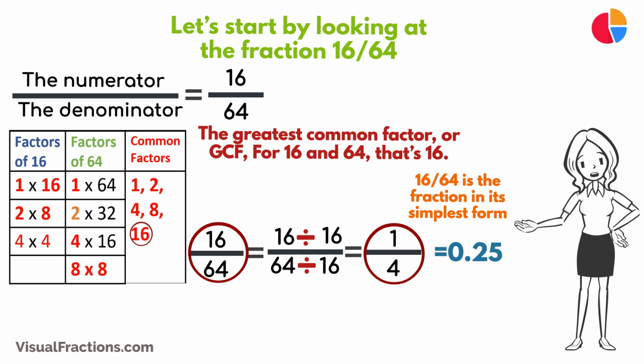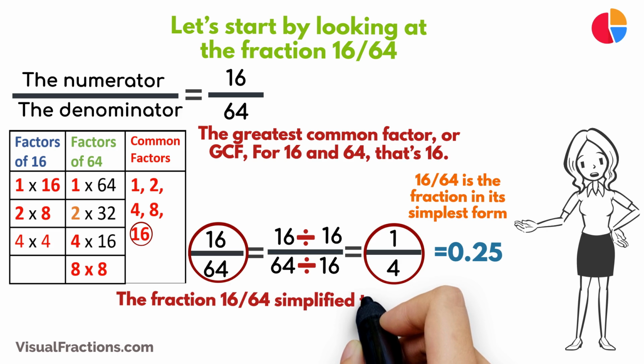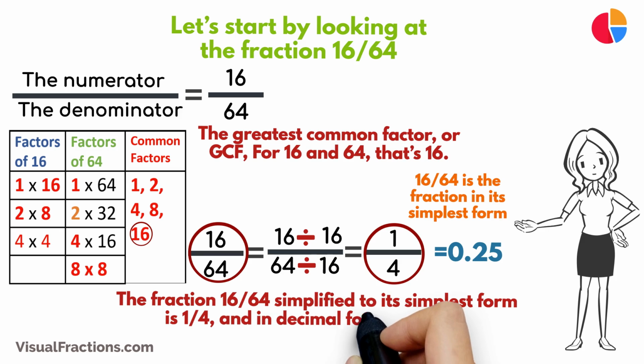So, there you have it. The fraction 16/64 simplified to its simplest form is 1/4, and in decimal form, it's 0.25.